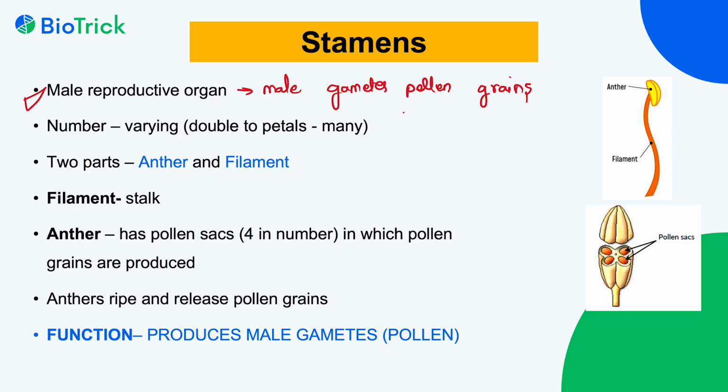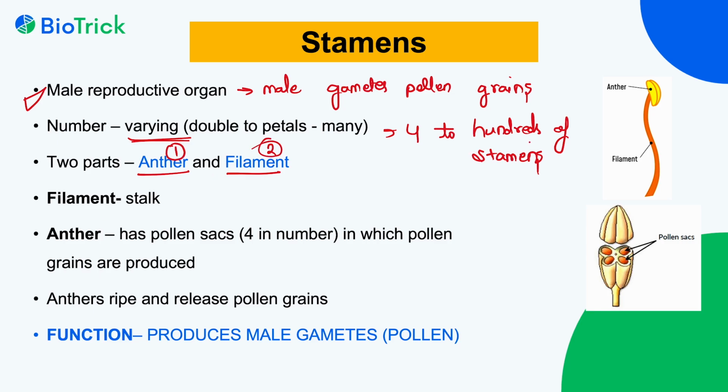Their number can be varying in different types of plants. They can be 4 to hundreds of stamens in a flower. Now, the most important thing is a stamen has further two parts, anther and filament.